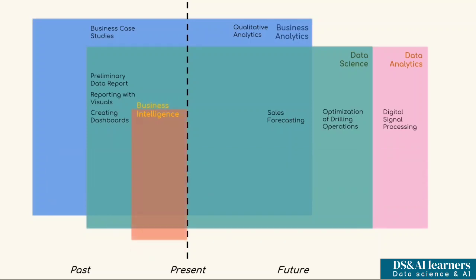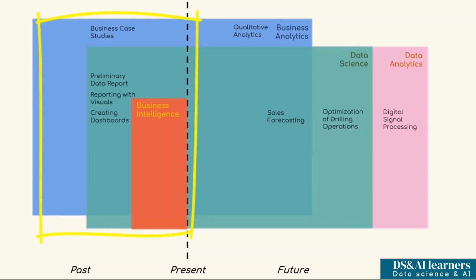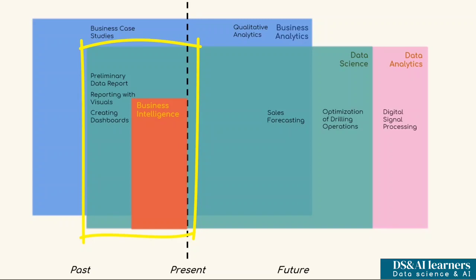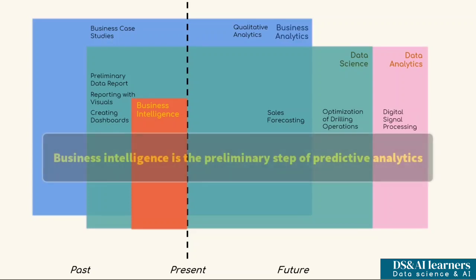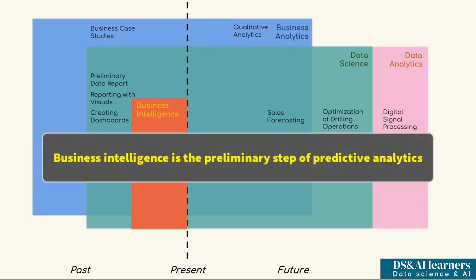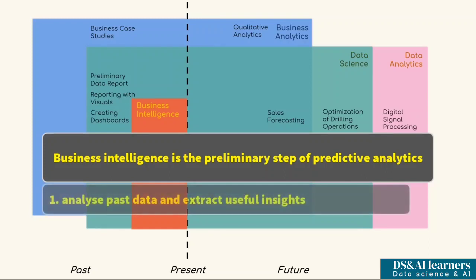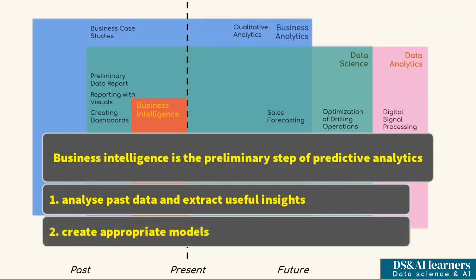It must go on the left of the timeline, as it deals only with past events, and it must sit within the data science rectangle as a subfield. Business intelligence fits comfortably within data science because it is the preliminary step of predictive analytics. It makes sense when you think about it. First, you must analyze past data and extract useful insights. Using these inferences will allow you to create appropriate models that could predict the future of your business accurately.